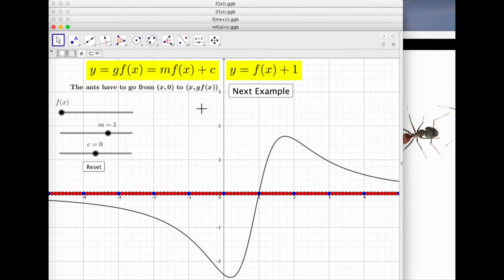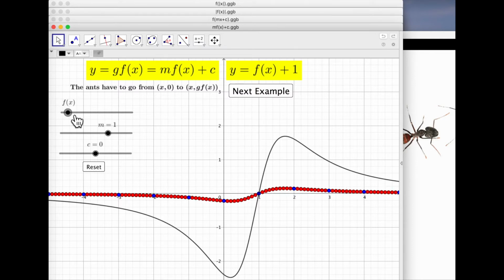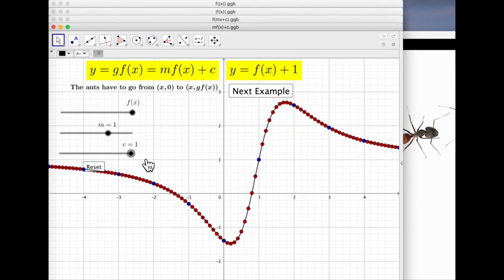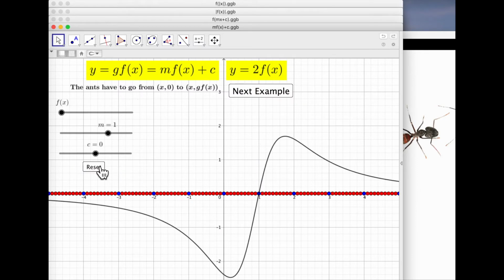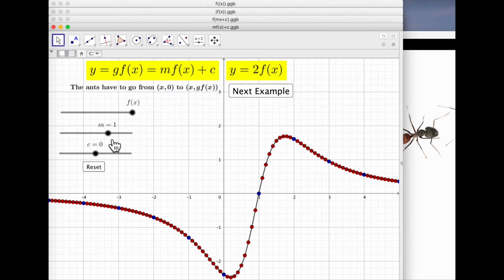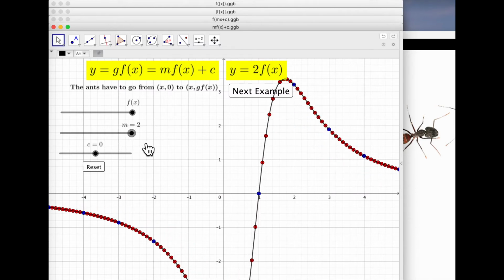So we'll take the simplest example first, which is y equals f of x plus 1. The ants don't know the formula for f, so the only thing they can do is sniff out the graph and go there. And now they have f of x as their y coordinates, so they just have to add 1 to it, and that takes the graph up. That's pretty much the same if we do 2 f of x. So the ants sniff out the graph, and then they have to double their y coordinates, which stretches the graph out.